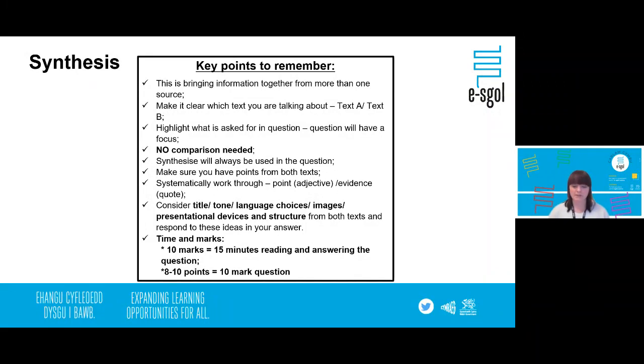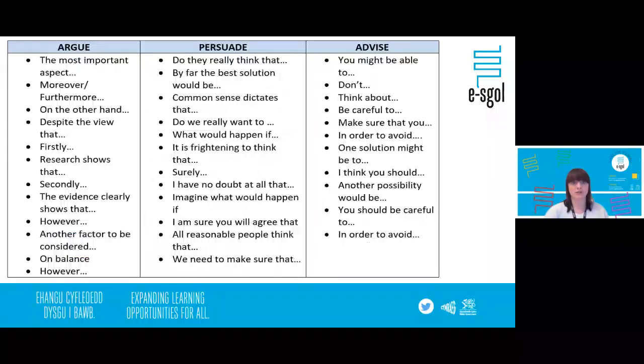Make sure that you've got points from both texts and try to be as equal as you can between both, okay? So work through them, point, evidence, and then quote, and then consider the title, the tone, language choices, the presentational devices, maybe from both texts, and respond to those in your answer as well. Okay, with regards to guidance for time for this, because it's worth 10 marks, sometimes 8, you ideally need to spend a good 15 minutes reading and answering this particular question, okay? It will take up a chunk, but it is one of those high tariff questions.